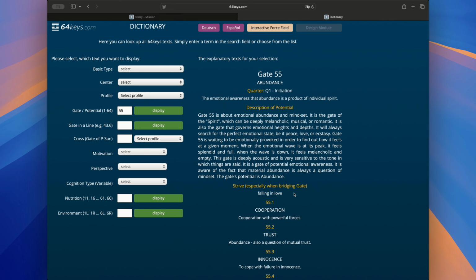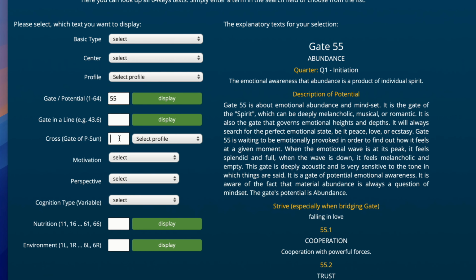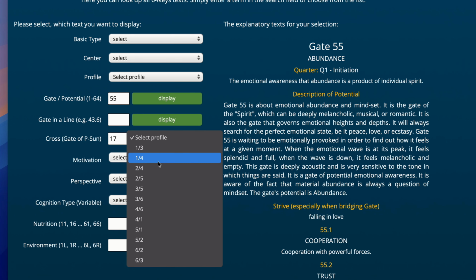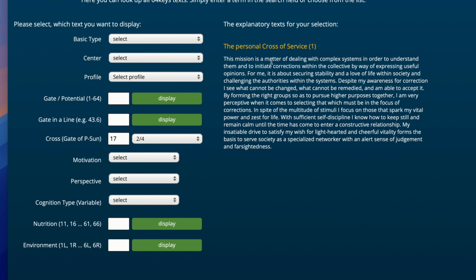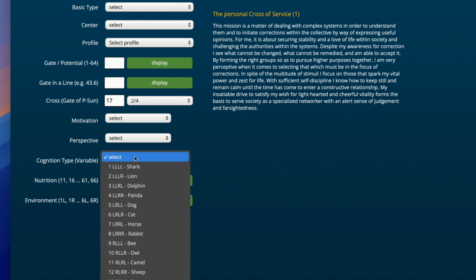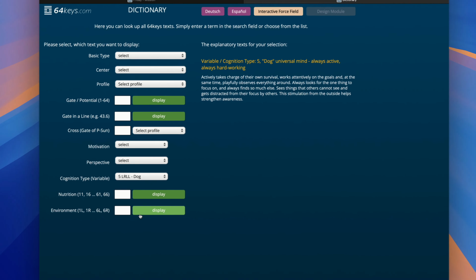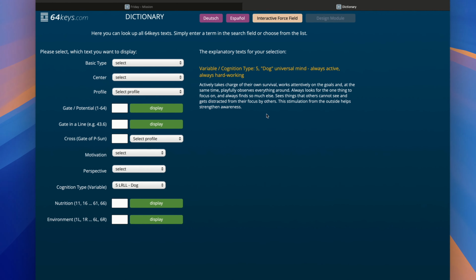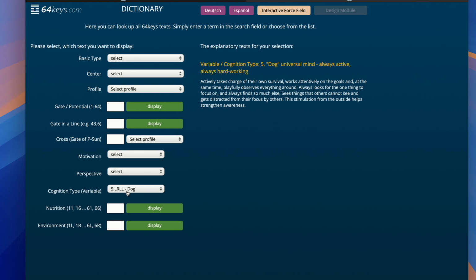What else can we look up here? You can look up all cross texts. For example, I want to know what is the cross text for a person who has the sun in gate 17 and is a 2-4 profile. It's the cross of service in the first variant. That means the sun in the first quadrant. And here you have the respective text. Here below is the line information like motivation, perspective, the cognition type, the 16 different variables. I told you in the first video about the variables. So here, for example, the dog, which is left, right, left, left.